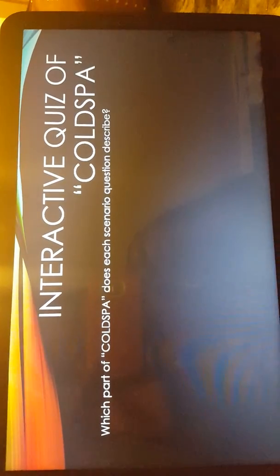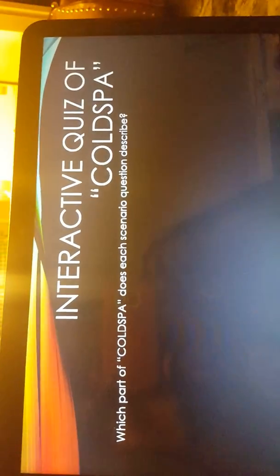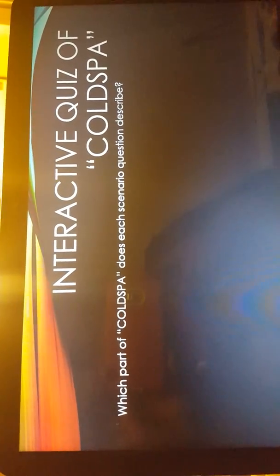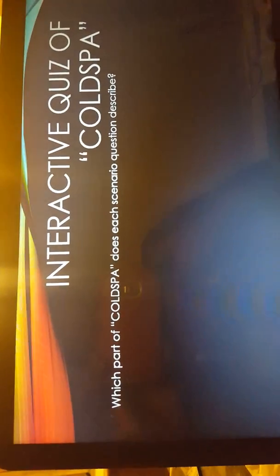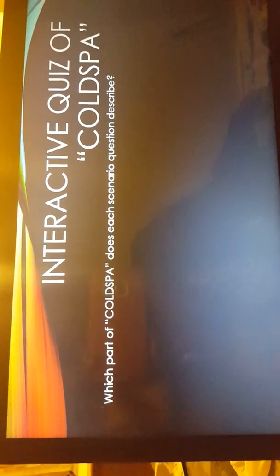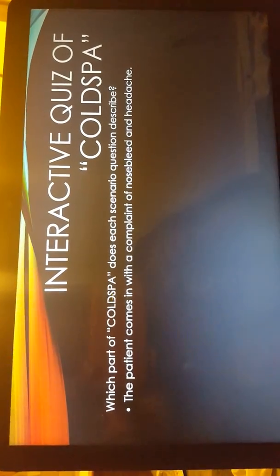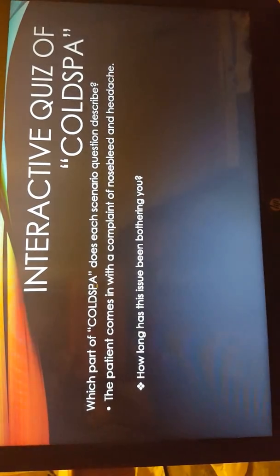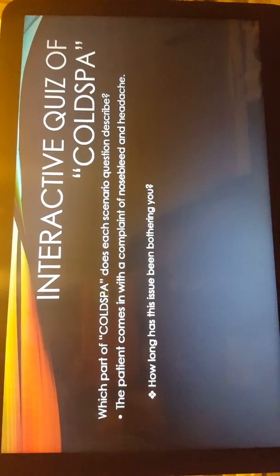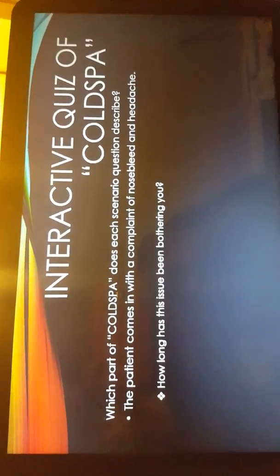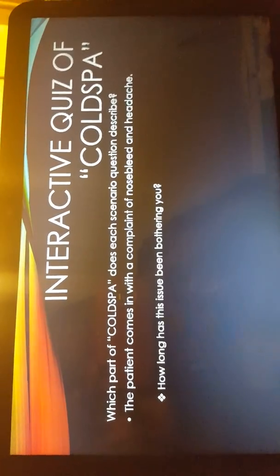Okay, we're going to have a little interactive quiz with the COSPA. I'm going to give you a little scenario question, and you just tell me which part of the COSPA, which acronym letter it stands for. Okay, my patient comes in with a nosebleed and headache. First scenario question. How long has this issue been bothering you? Which part of COSPA do you think that describes? Which letter?